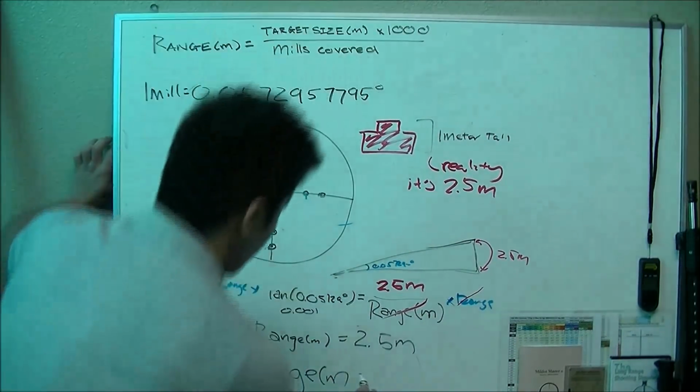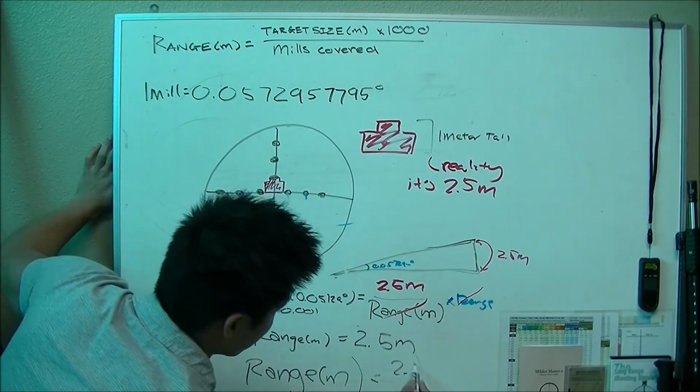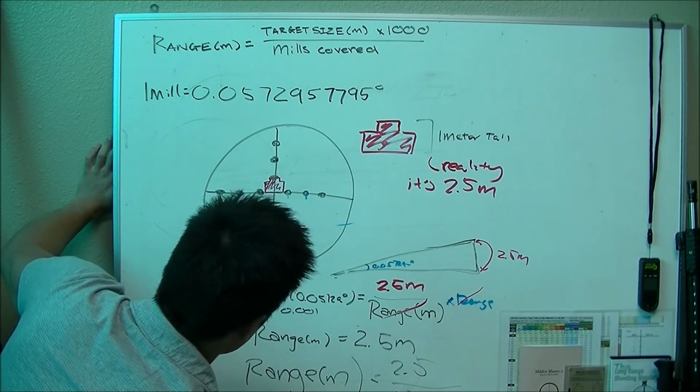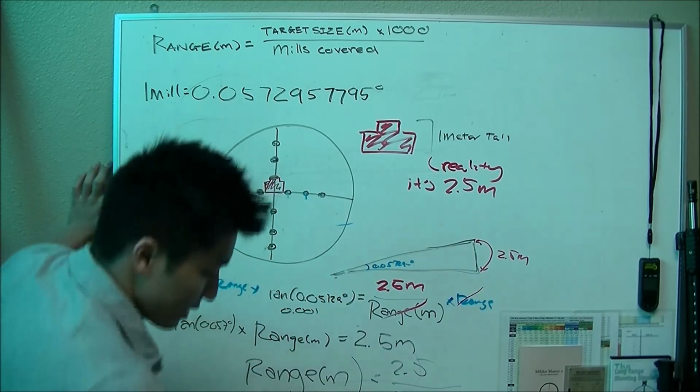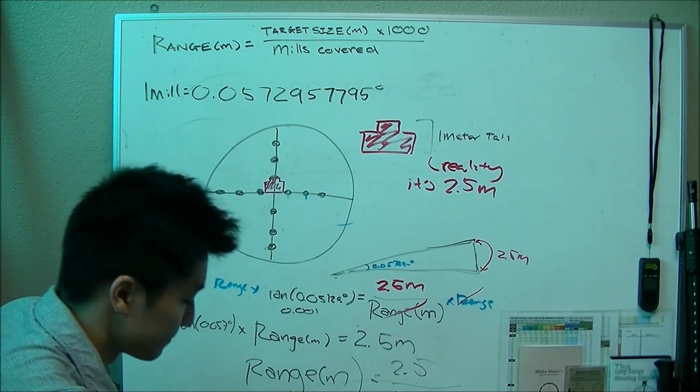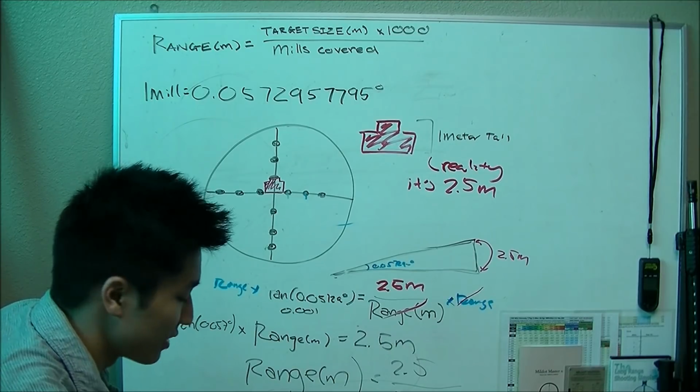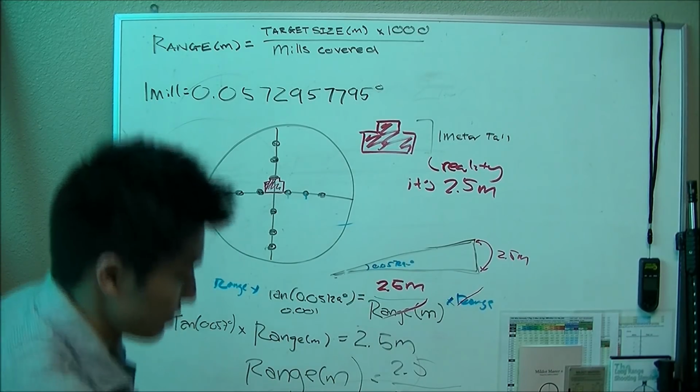Okay, so range in meters is going to be 2.5 over tangent 0.057, blah blah blah. And when we put that in our calculator, it should be 2,500. But okay, so let's do it together.